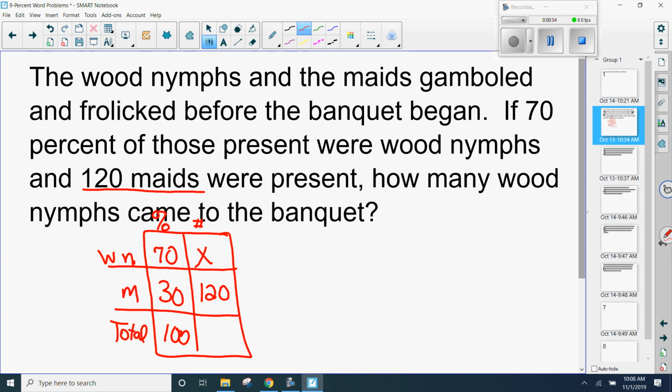Now, if you want to find how many total there are, that's fine, and then subtract to find that. But in the box diagram, it might save you that step. So how are you going to solve this? Cross multiply and divide. So you're going to take 120 times 70 and divide by 30. How many times does 30 go into 120? Four times. So you end up with 280.